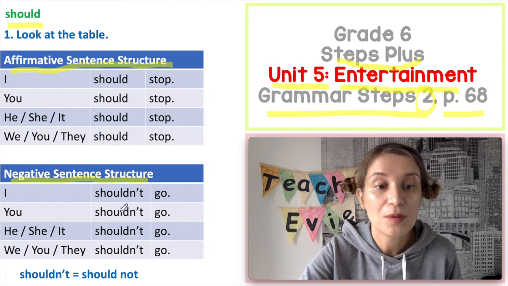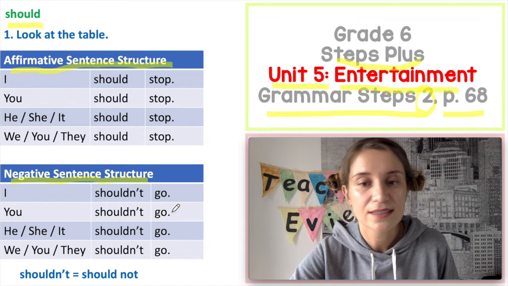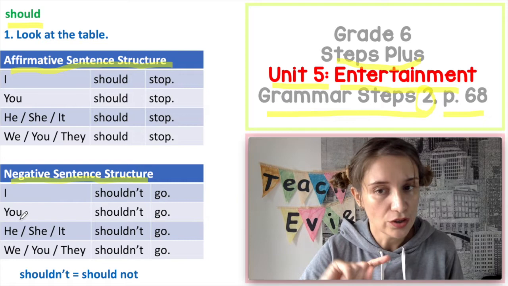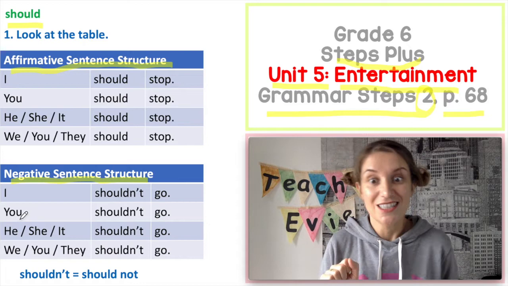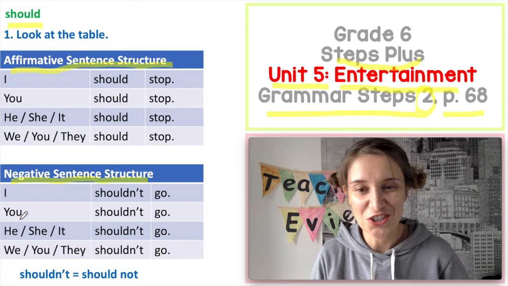I shouldn't go, nie powinnam iść, bo mamy tutaj inny czasownik, go. I znowu zobaczcie go, go, go, go, cały czas tak samo. Nie żadne went, nie żadne going, tylko go. I shouldn't go, nie powinnam iść. You shouldn't go, ty nie powinieneś iść. He shouldn't go, on nie powinien iść. She shouldn't go, ona nie powinna iść. It shouldn't go, ono albo to nie powinno iść. We shouldn't go, my nie powinniśmy iść. You shouldn't go, wy nie powinniście iść. They shouldn't go, oni nie powinni iść.